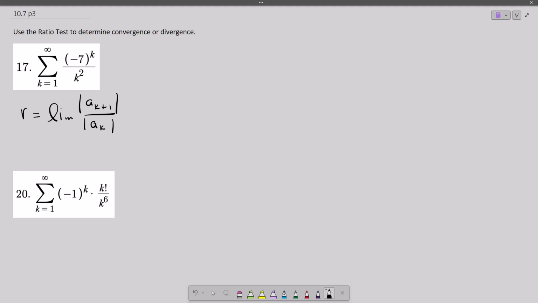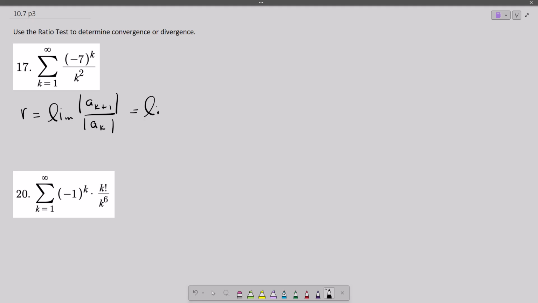Now let's talk about some intuition here. In that numerator, if you take away the minus sign, you have 7 to the k, which is an exponential function. In the denominator, you have a polynomial function. Exponential grows faster than polynomial. The faster one is in the numerator, so we should get divergence. All right, let's see if we do.